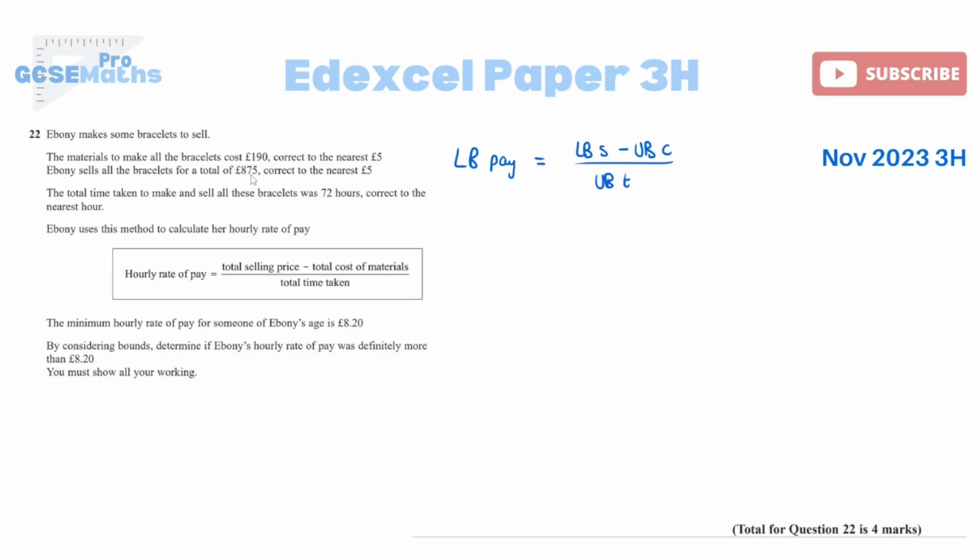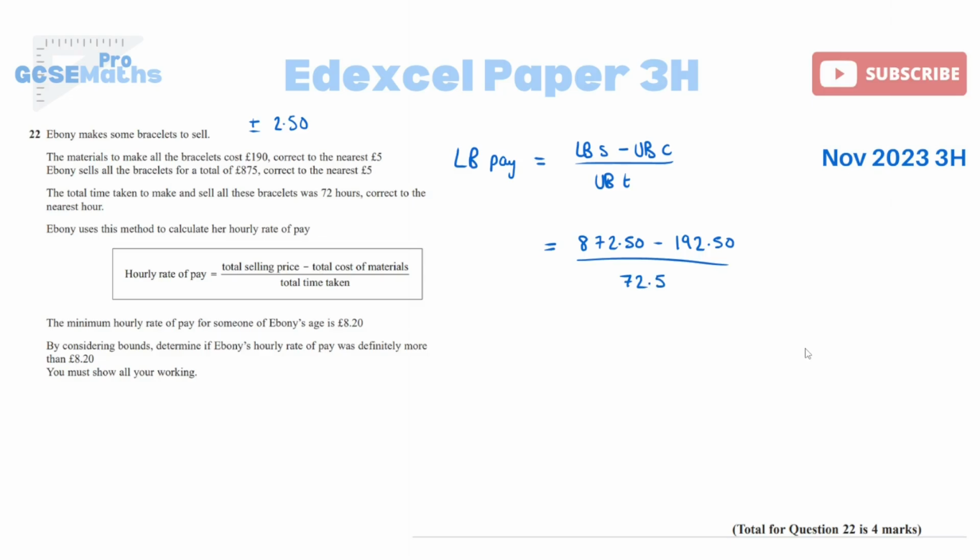Coming back here, we've got 875 to the nearest £5. So the lower bound for the selling price would be 872.50. Because with upper and lower bounds, you always add or subtract half of what it's rounded to. Because it's rounded to £5, then half of that is 2.50, isn't it? And the same would work for the 190. We want the upper bound, so that would be 192.50. Over the upper bound of the time. The time is correct to the nearest hour, so add on or subtract half an hour. Because we want the upper bound, that's therefore 72.5.